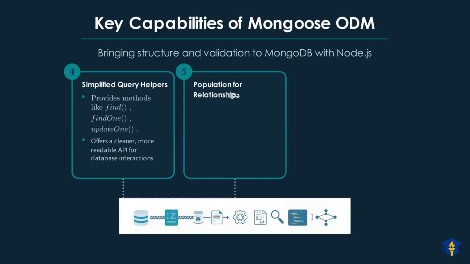Lastly, let's look at population for relationships, a powerful feature for managing linked data. Population supports join-like referencing, allowing you to establish connections between different collections in MongoDB. This capability enables Mongoose to seamlessly fetch and integrate related documents, simplifying complex data retrieval.